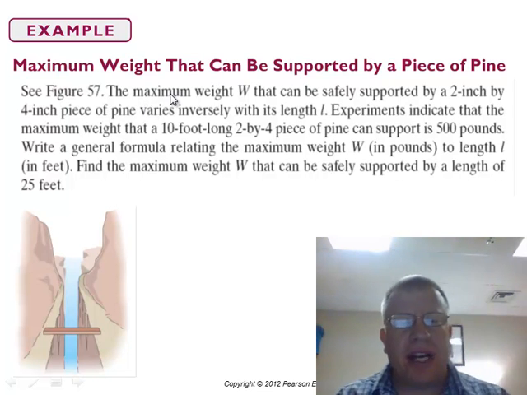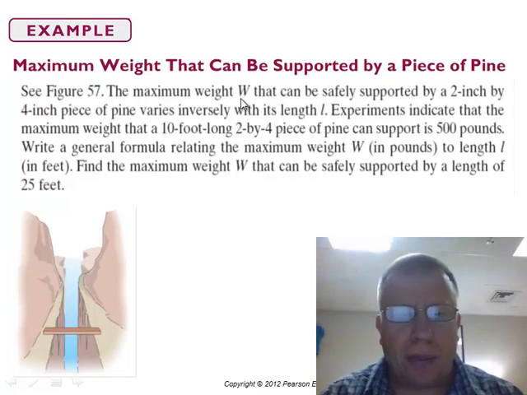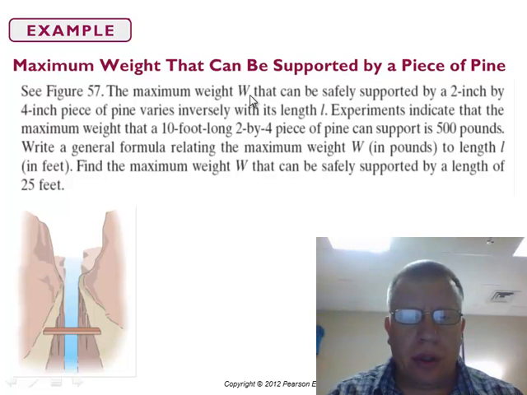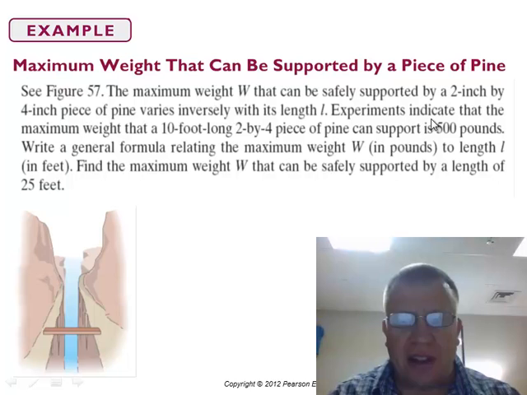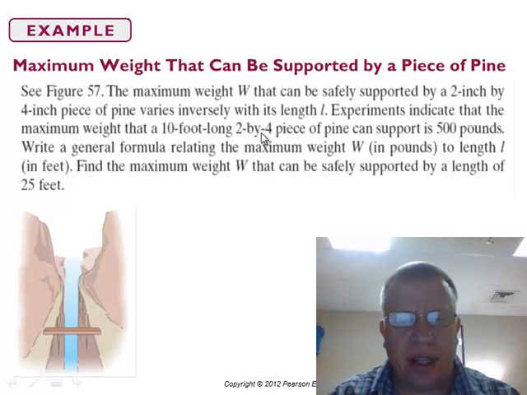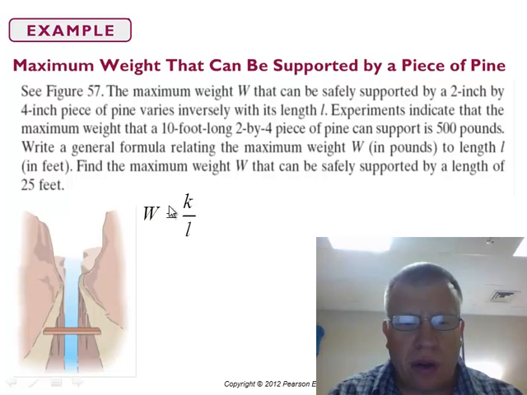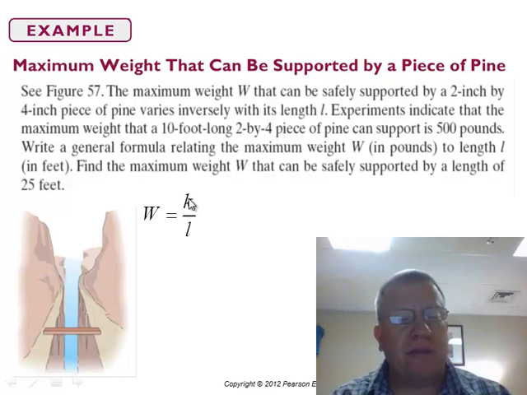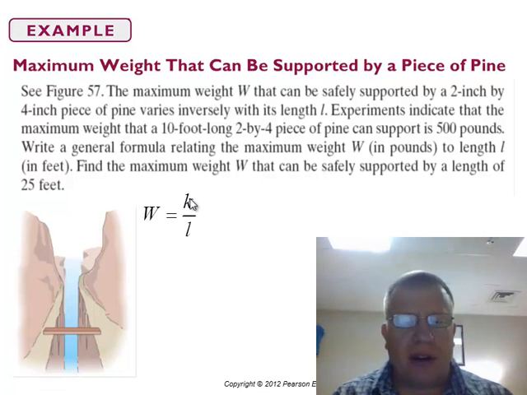Now, we have this relationship for the maximum weight that the board can hold. In fact, this is a 2 by 4, a 2x4 of pine, and the maximum W will vary inversely with its length. So here's what that relationship looks like, where the maximum weight varies inversely with its length. And we need to solve for k. So in these problems, you'll always be given some information that will allow you to solve for k. Basically, they'll tell you for a specific length what the maximum weight is.